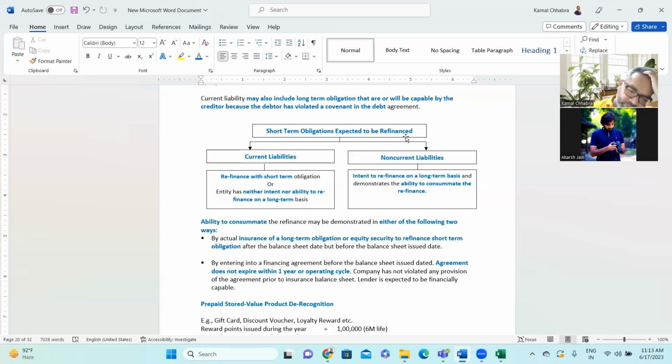Any idea what is refinance? Refinance is when, what I can recall, is when you have to pay a low interest amount and principal amount back to the bank, but you take again a loan against it to repay that. I think that is refinance.